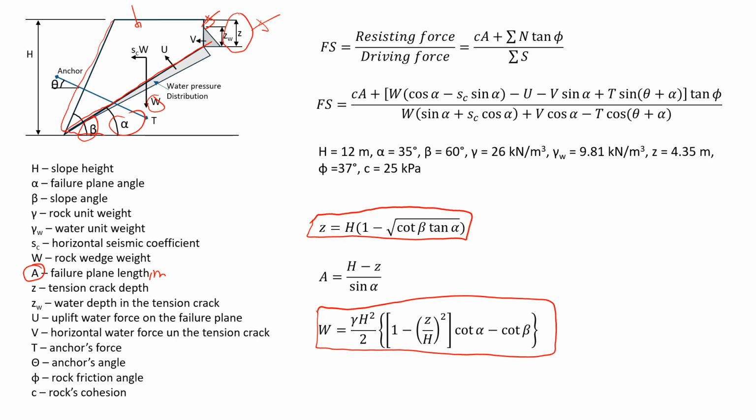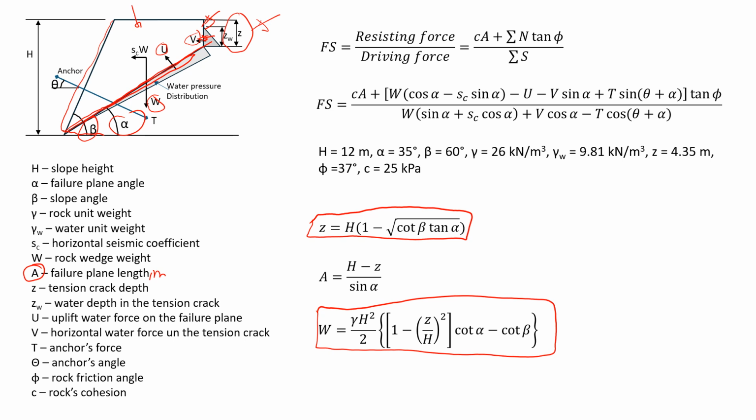A few more things: if we have groundwater, we would like to know the effect of groundwater on the base of the wedge here. That will be U. And if we also have a tension crack and there is water filled in the tension crack, there will be an additional force acting horizontally. That will be V.